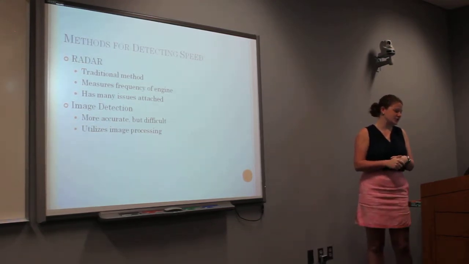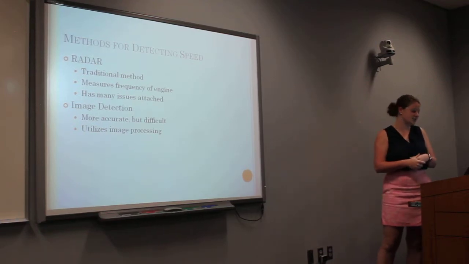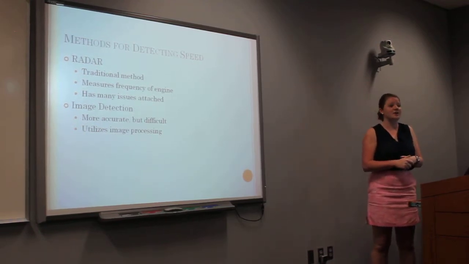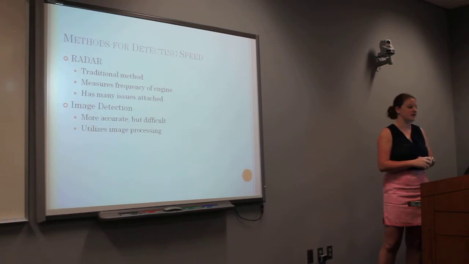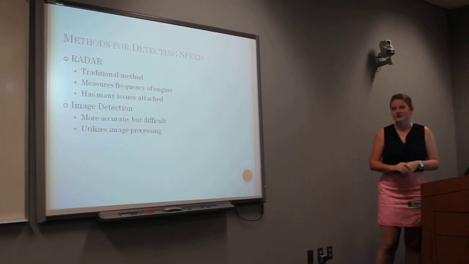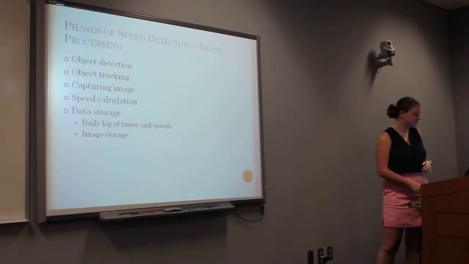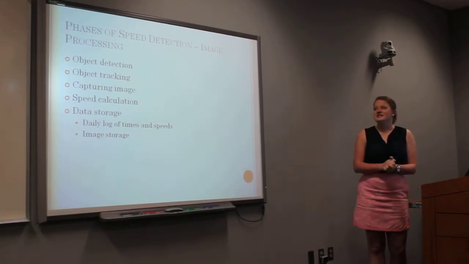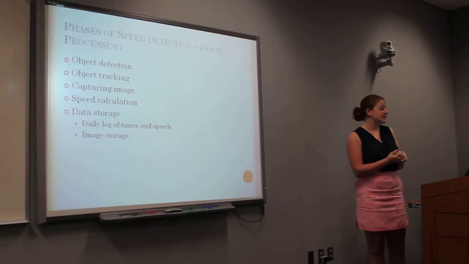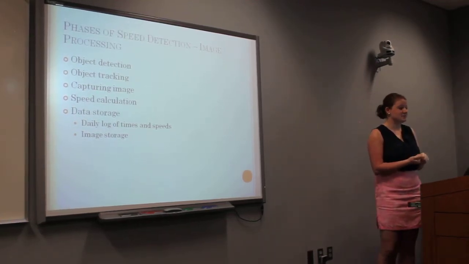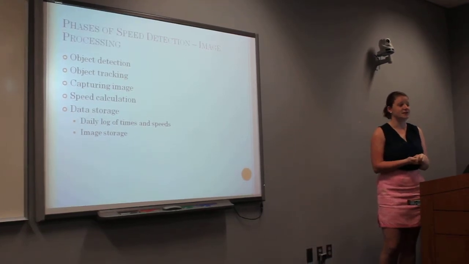So I chose to use the second method, which is image detection. It is much more accurate, but it is more difficult. Radar is the easier way to go, and image detection utilizes image processing. So these are the phases of speed detection using image processing. The first phase is object detection, which is done through image thresholding.